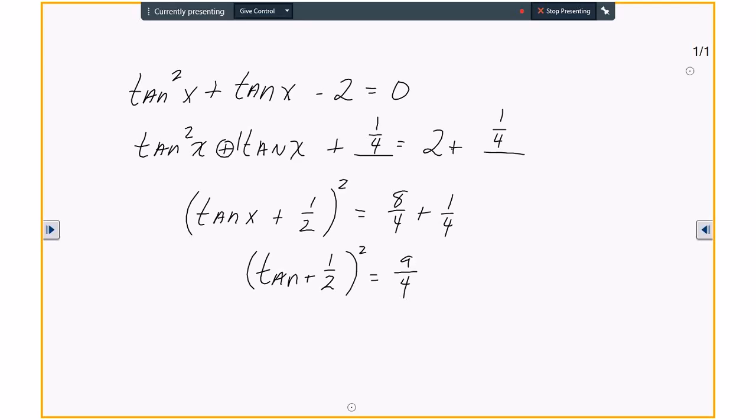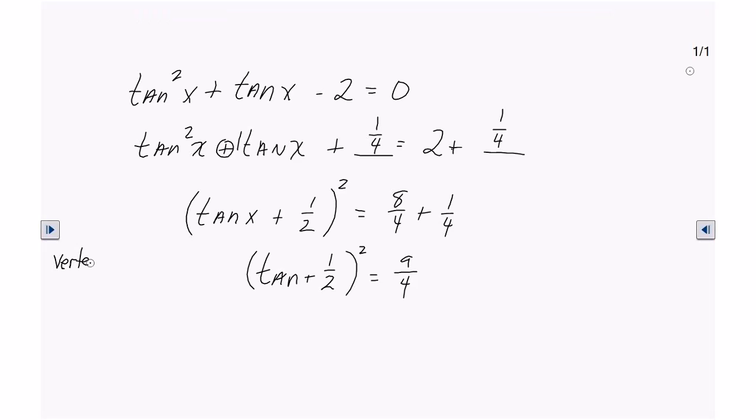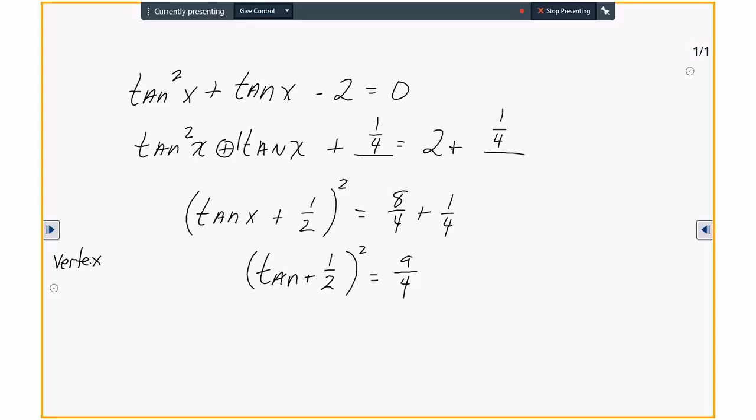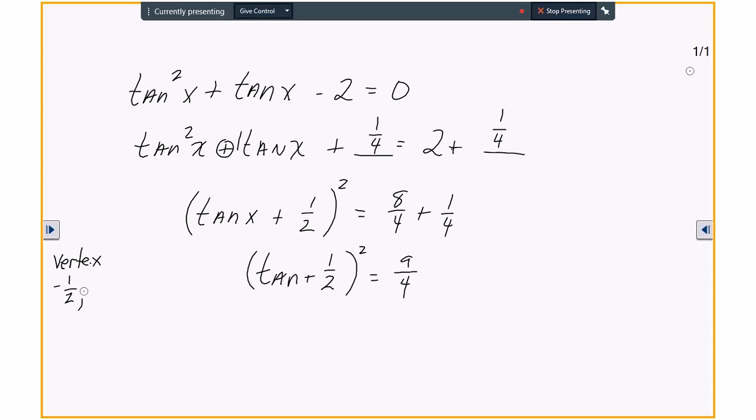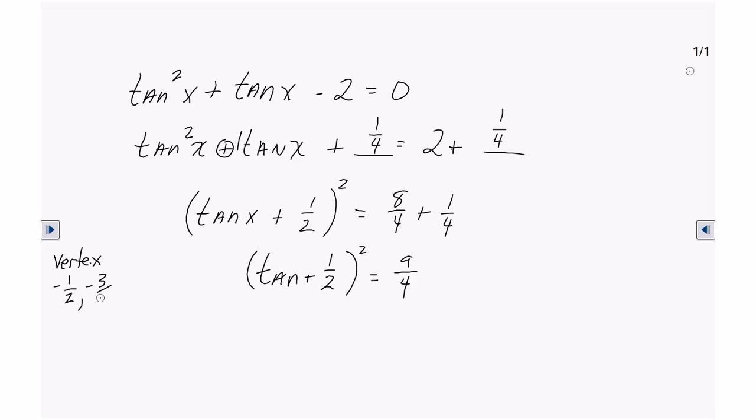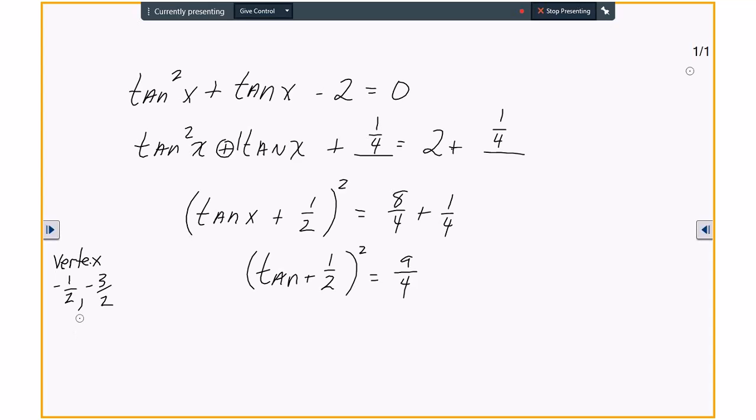So our vertex is what? Vertex is negative 1/2 and negative 9/4, which is 3/2. I'm not going to worry too much about that because that's not what we're really interested in. What we're interested in is the x-intercept for the solution. So take the square root of both sides.